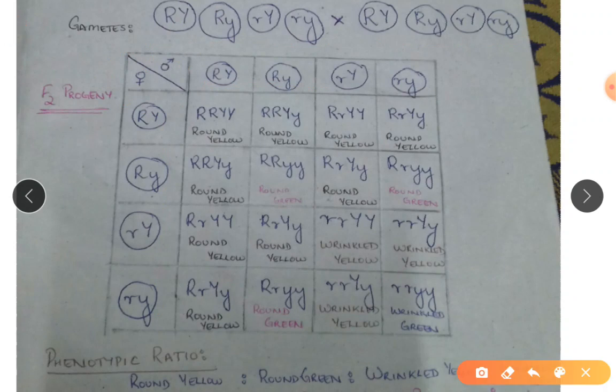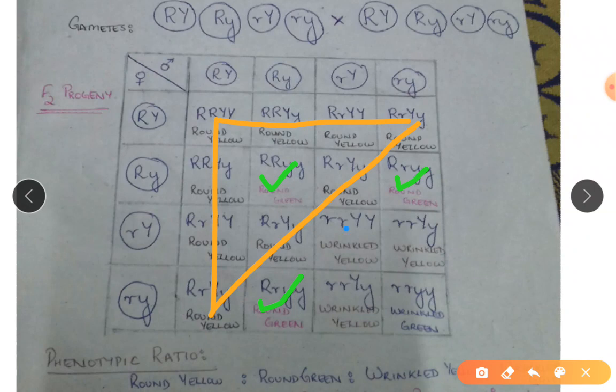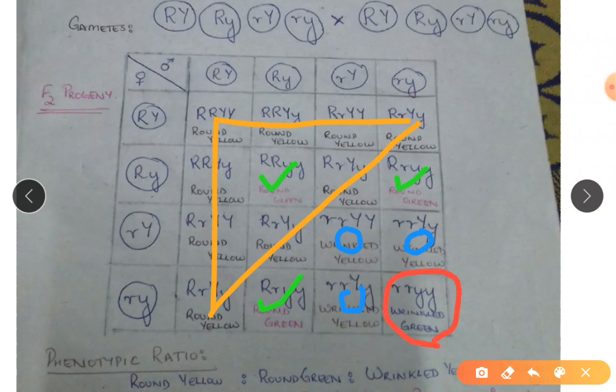Observe here. When we do the cross, I've written in different colors. If you can identify, I'll just draw the triangle first. Whatever the triangle I've done, all are round and yellow. Now I'm going to put a tick. This is round green, and round green. Now a circle I'll put. This is wrinkled yellow, and wrinkled yellow, and finally the wrinkled green. It's only one.